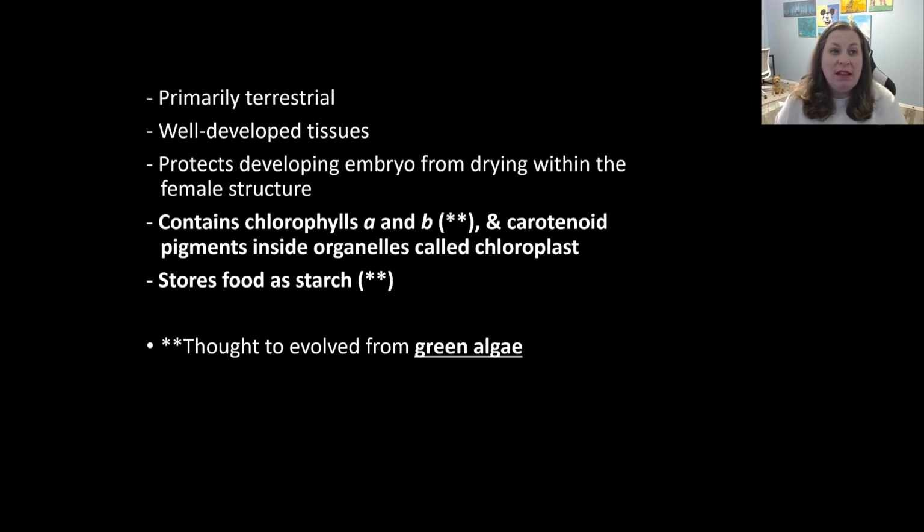We also see that they store their food after they make it, because remember, they're producing their own food. They're going to store it as a form of sugar called starch. Okay, so they're going to store it as starch.